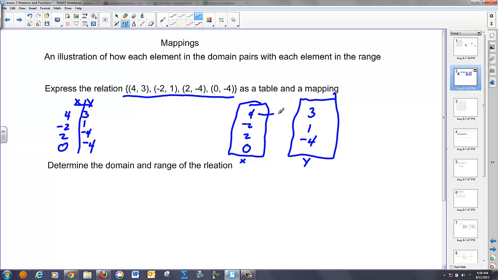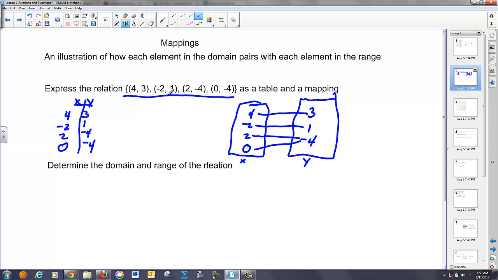So in this case, the 4 goes to the 3. The -2 goes to the 1. The 2 goes to the -4. And you'll also notice the 0 goes to the -4. So it shows, if you will, a double pairing.